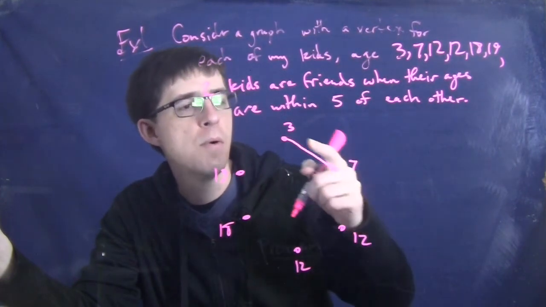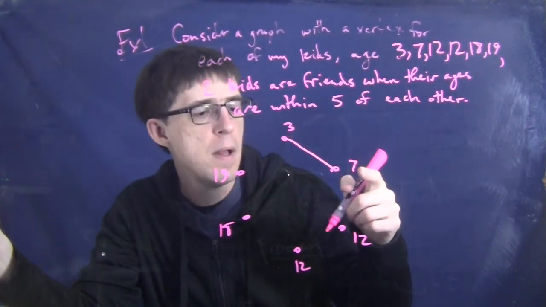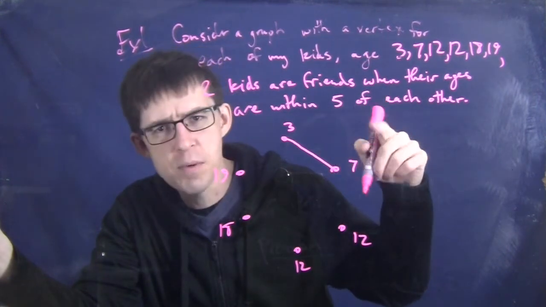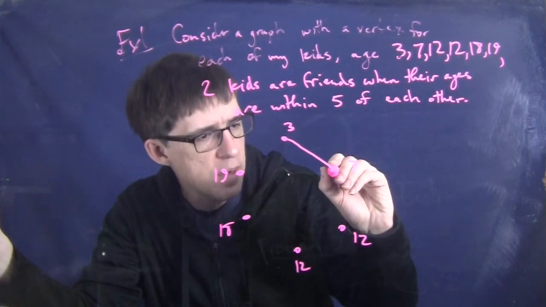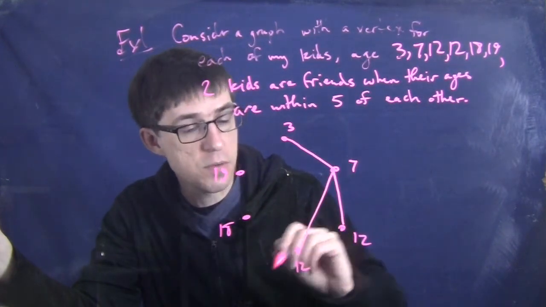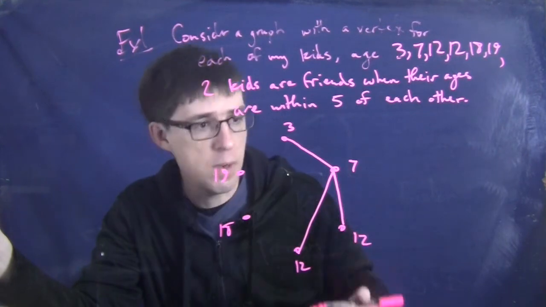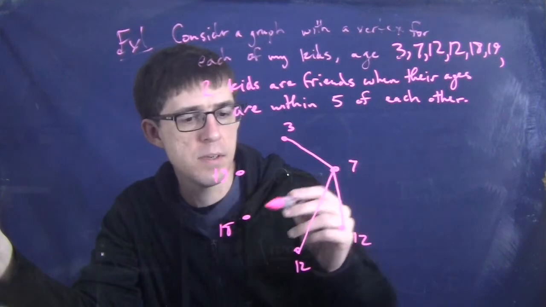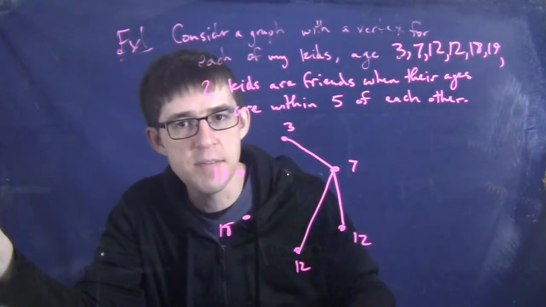How about the 7? Well, the 7, of course, is connected to the 3. The 7 also is connected to the 12. I said within 5. What I meant was 5 or less. So 7 is connected to the 12. And of course, the 7 is also connected to that 12 because they're both 12, right? That's the twins. What about 7 to 18? No, they're not within 5, and there's no edge 7 to 19 either.